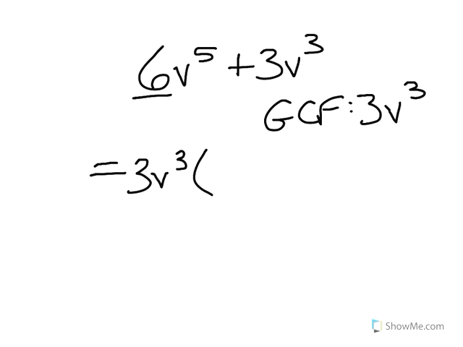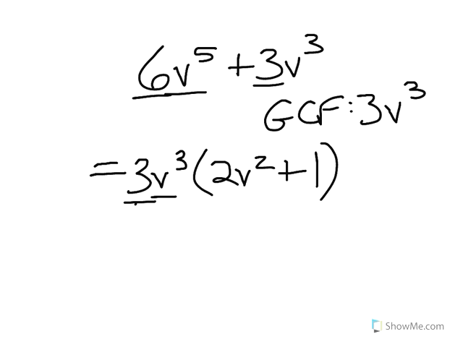First, take 6 divided by 3, and that's 2. Then take v to the fifth divided by v cubed. Well, when you're dividing powers at the same base, you subtract the exponents. 5 minus 3 is 2. We do the same thing with 3v cubed. 3 divided by 3 is 1. v cubed divided by v cubed is also 1, so 1 is the quotient.